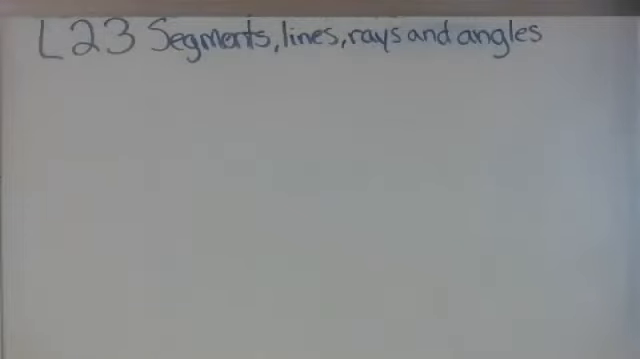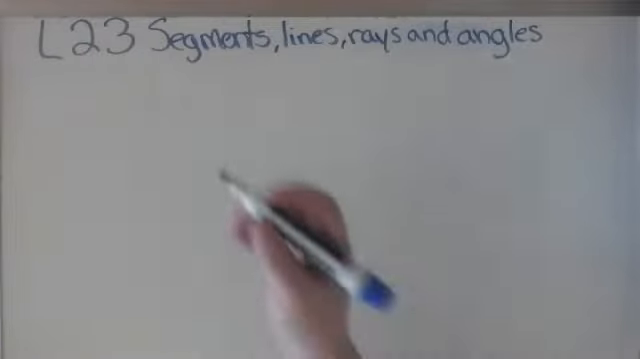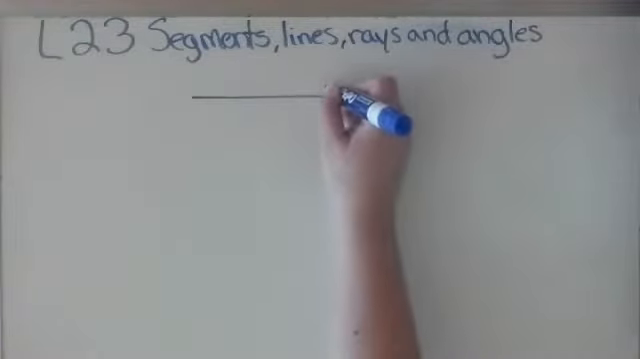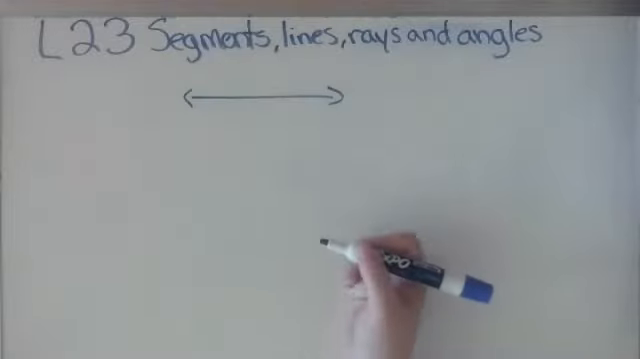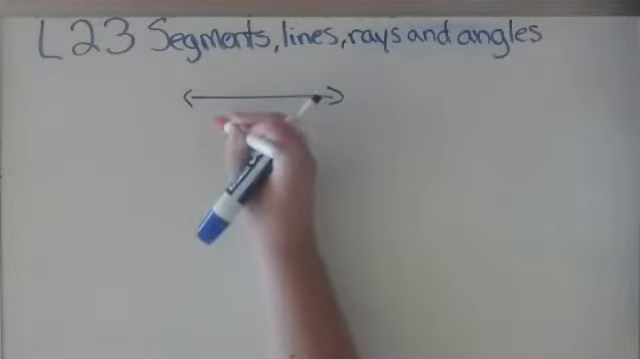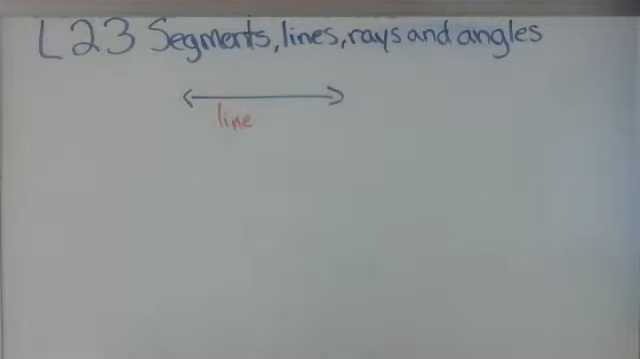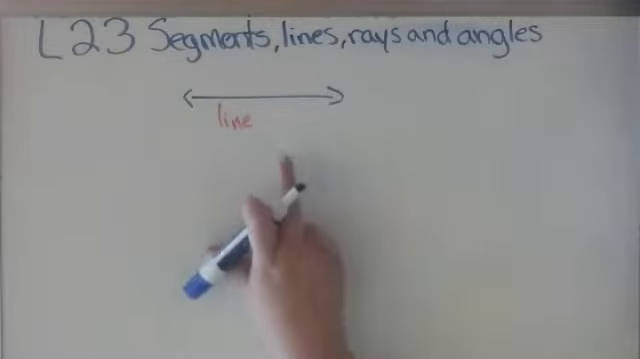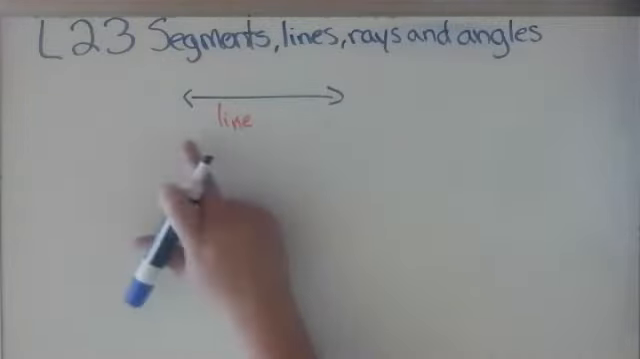This is lesson 23, segments, lines, rays, and angles for Saxon 4. So what we're going to start with is the line, segments, and rays. A line goes forever and ever in either direction. It is shown this by having arrows on either side. This is a line. It goes forever and ever in either direction.